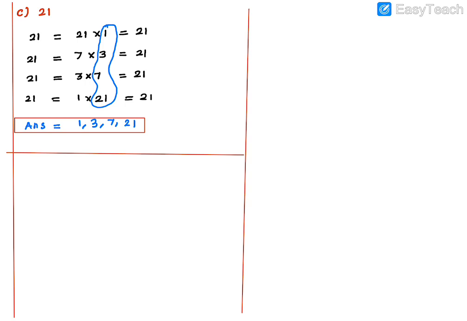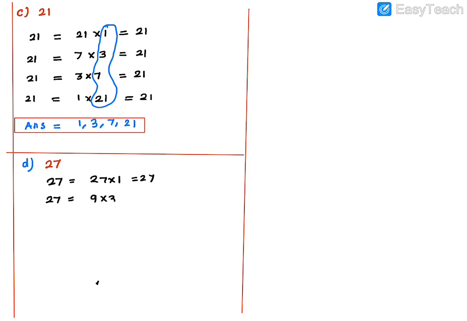Okay, so the next question is question number D. What is given? D, 12, sorry, not 12. D, 27. So find the factor of 27. Okay, so just look at that. 27. Which tables will it come in? So 27 is equal to 27 into 1, 27. And the second table will not come.